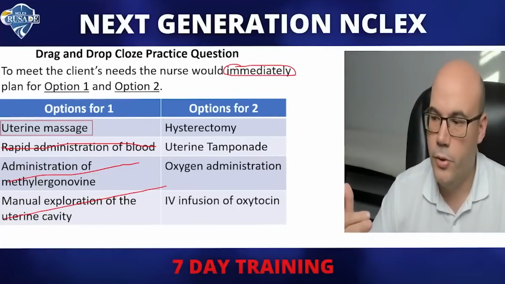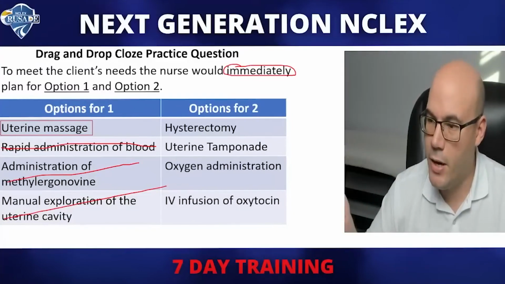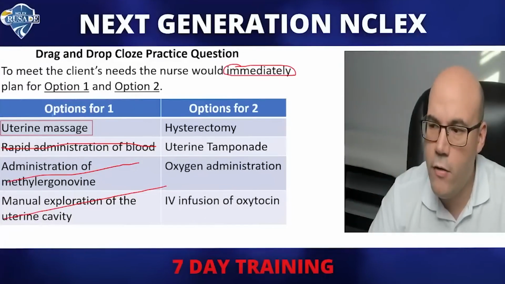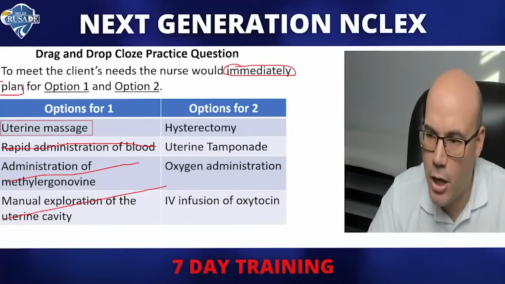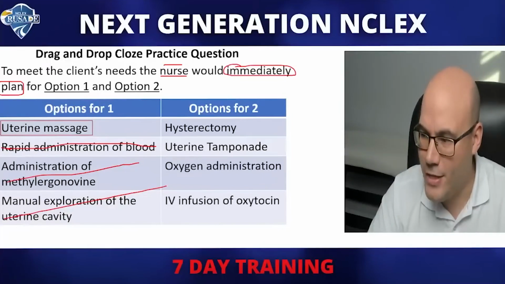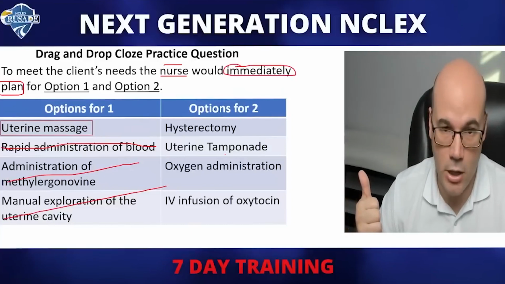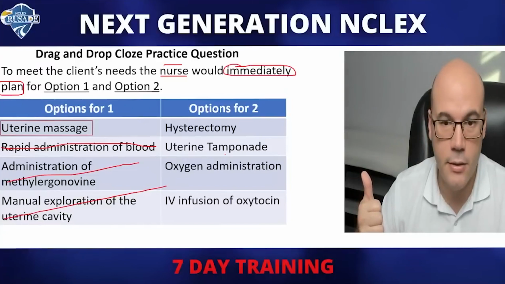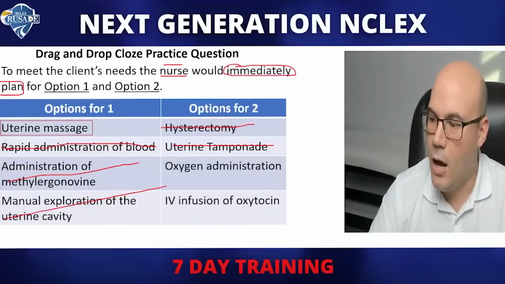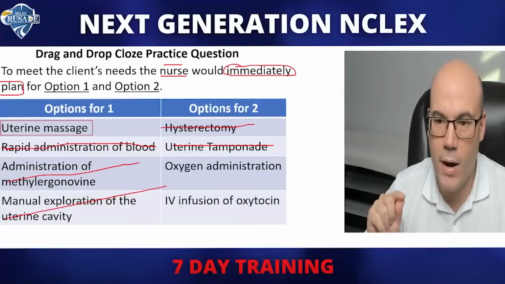On the side of option 2, I have to select between hysterectomy, uterine tamponade, oxygen administration, and IV infusion of oxytocin. So if you look at this, we're looking for a plan that can be done by the nurse because we're dealing with a priority question. So which one of these answers in option 2 can the nurse do? Well, we have oxygen administration, the nurse can do that, and IV infusion of oxytocin, the nurse can do that. So we can eliminate the hysterectomy and the uterine tamponade. Now, between oxygen administration and IV infusion of oxytocin, what is the correct answer?